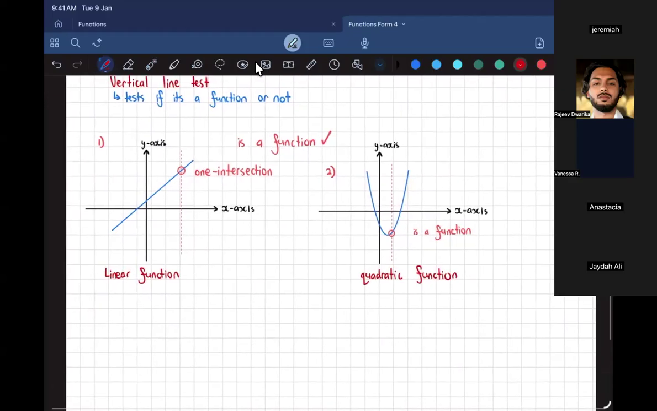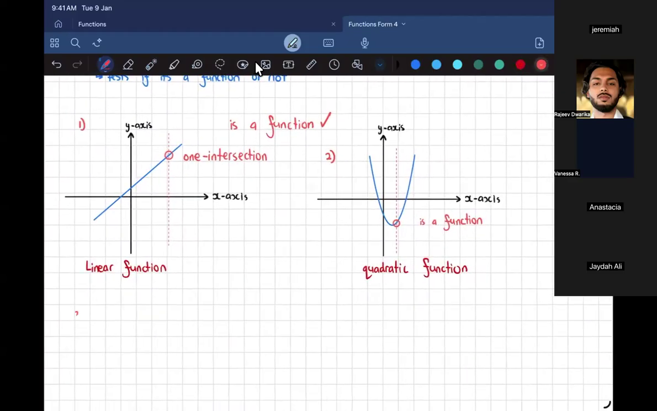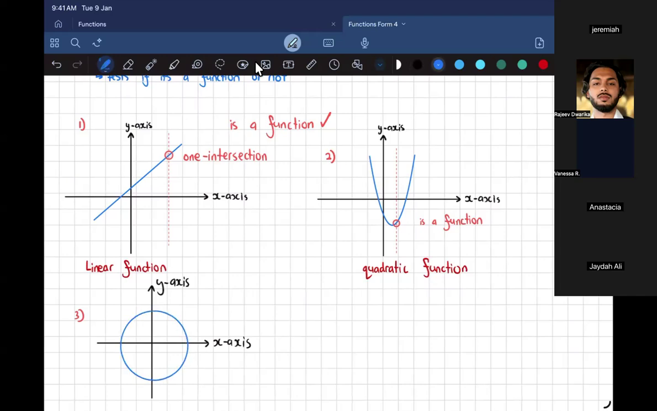All right. So, third and final case. I'll give you only 2 minutes, no more and no less, just 2 minutes. I want you all to draw that graph, put a vertical line, and tell me if it's a function or not. 2 minutes.